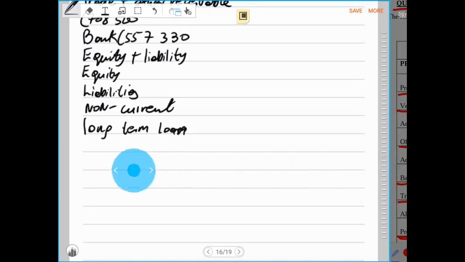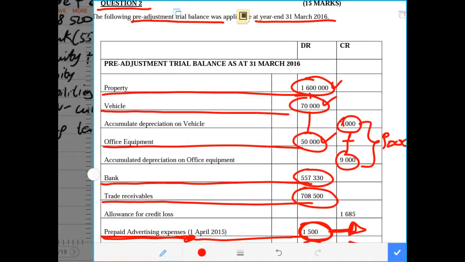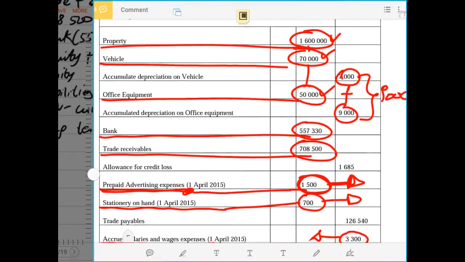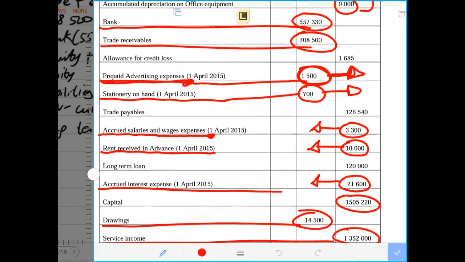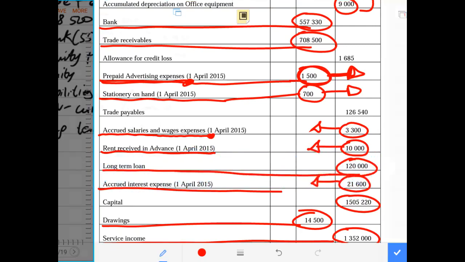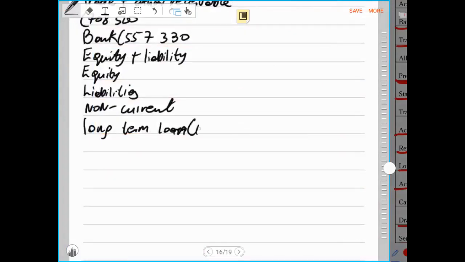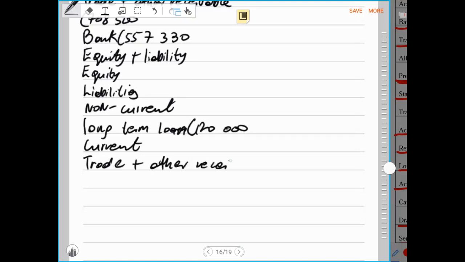And our long-term loan is given, I think in the trial balance. Our long-term loan is an amount of 120,000 rands. Let us write that. Then after we go to our current liabilities. Current liabilities, we have trade plus other receivables.